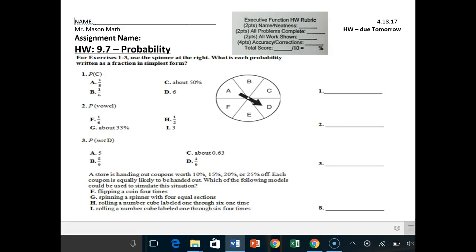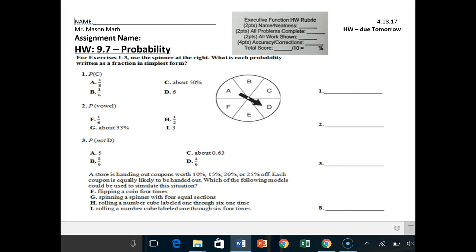I'm going to help you out with homework 9.7, probability. I know we didn't cover this today because we spent a little bit more time on the MMR stations and statistics, but probability is something that you have seen on ST Math, and it's super simple to grasp.